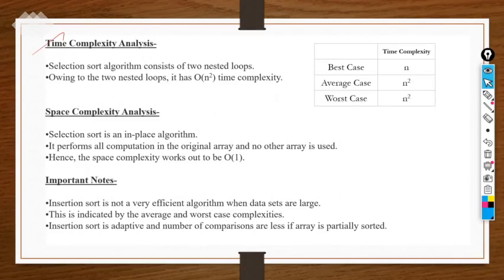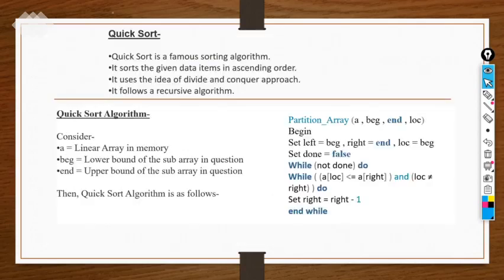Now next is quick sort. Quick sort is a very important sorting algorithm from the final exam point of view also. This particular quick sort is the best sorting algorithm if the number of elements available in the array are completely unsorted. In that case the quick sort algorithm is the best algorithm.